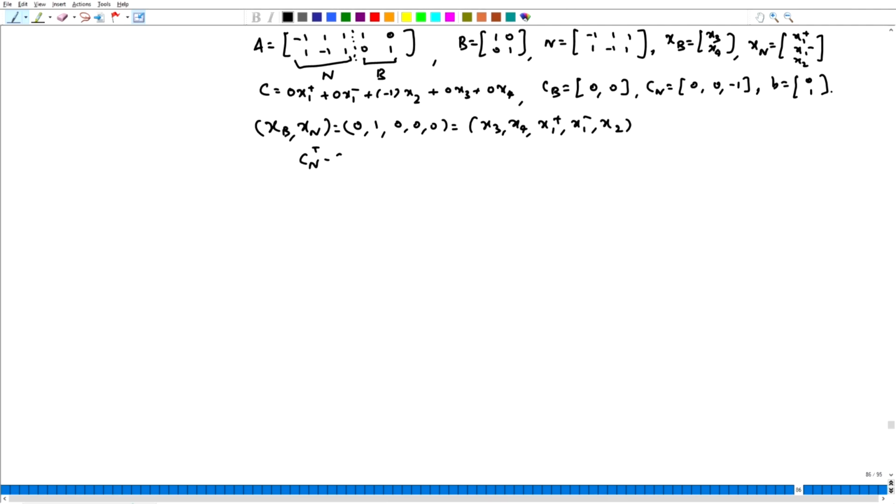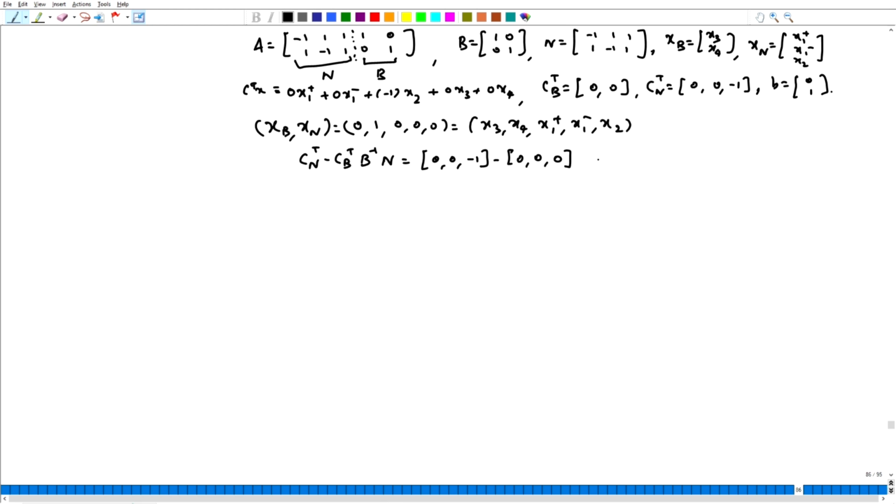Cn transpose minus Cb transpose B inverse N, right. So, note that Cn transpose is 0 0 1, yeah, this is actually transpose, I should say that, this is C transpose x. Okay, that is fine. So, this is 0 0 minus 1 minus, so this is 0, so whatever is here does not matter. And B inverse is I, so N is this, so 0 0 into this is actually 0 0 0.